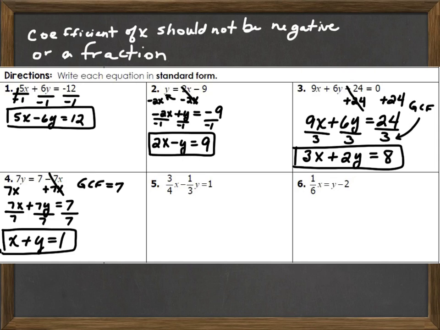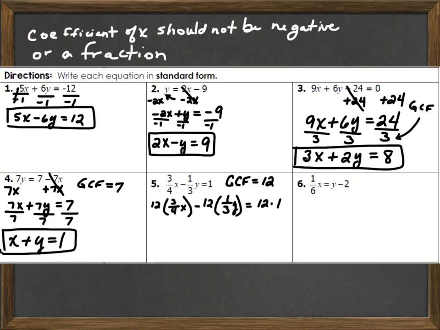Now we have a fraction. And remember, to clear a fraction, you multiply everything by the GCF. And so we can use our GCF, which is 12, to clear out the fraction. So that means I have 12 times 3/4 x minus 12 times 1/3 y. And don't forget, you have to multiply it by everything. So over here we have 12 times 1.